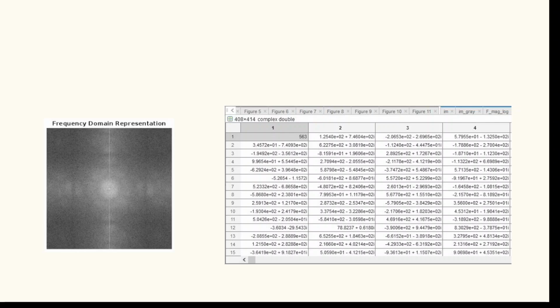So in conclusion, the spatial and frequency domains are both important in image processing, and understanding the difference between them is essential for mastering image processing tasks. I hope this video has been helpful in explaining the difference between the spatial and frequency domain in image processing.